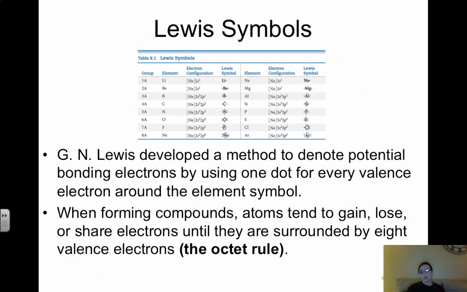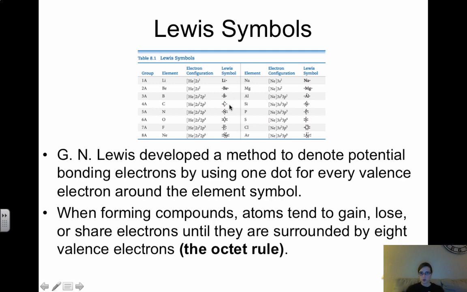Before we even jump into the types of bonding, I just want to briefly look at Lewis symbols. G.N. Lewis developed a method to essentially talk about the possibility of forming chemical bonds, and what he did is he used one dot for every valence electron. If you take a look at table 8.1, notice that lithium has one valence electron, so it has one dot. Beryllium has two valence electrons, so it has two dots. Notice carbon has four valence electrons.